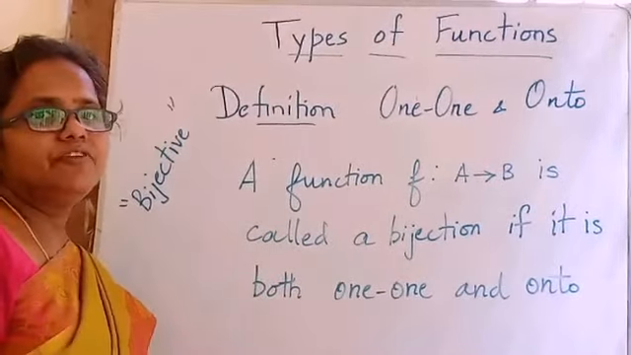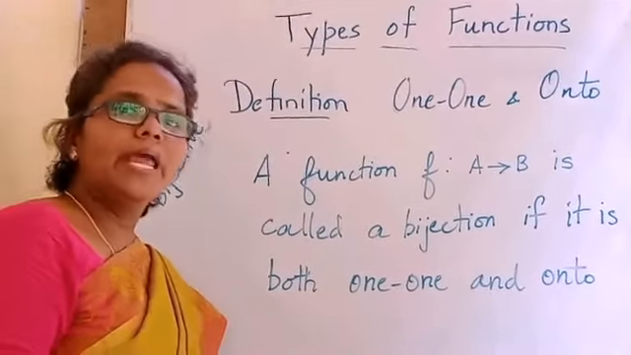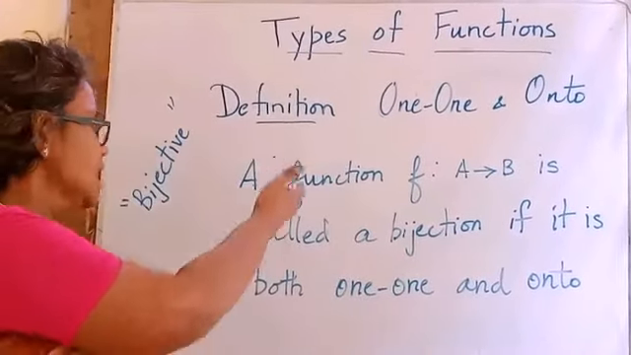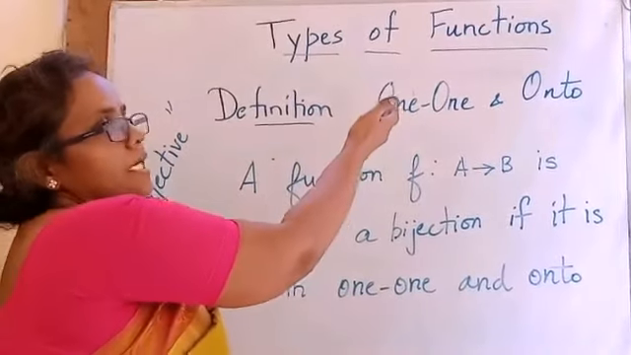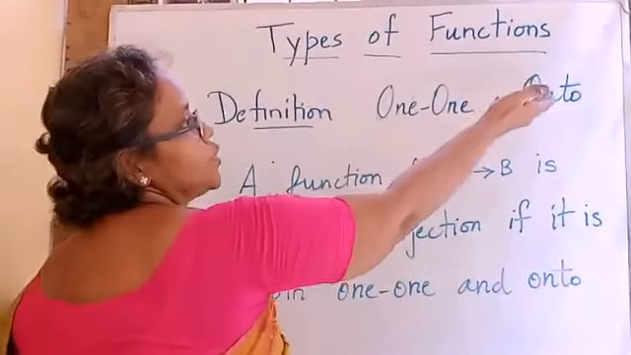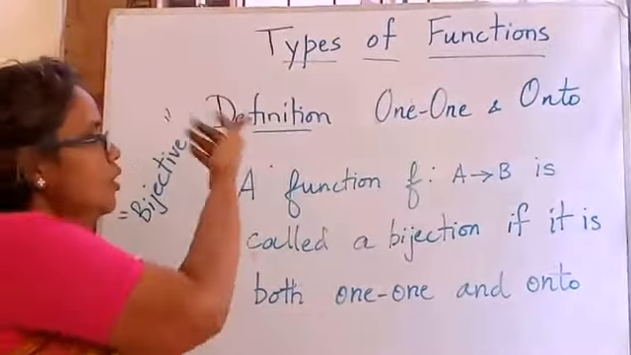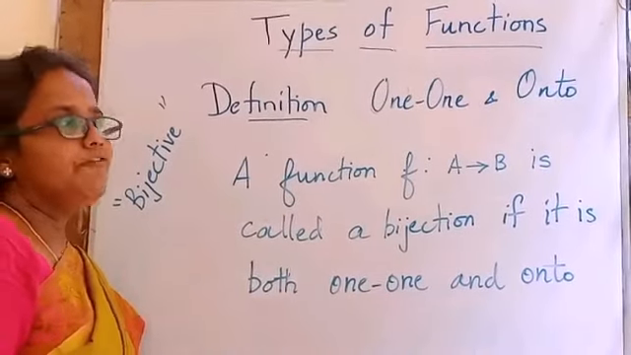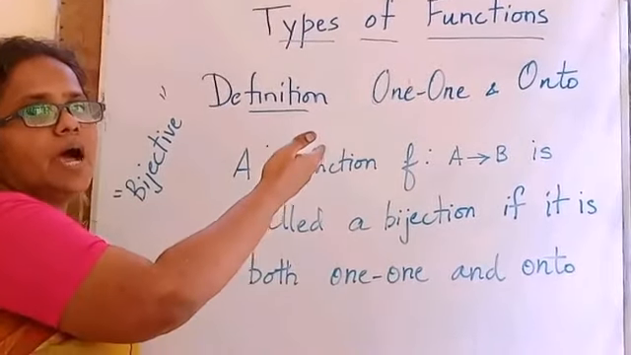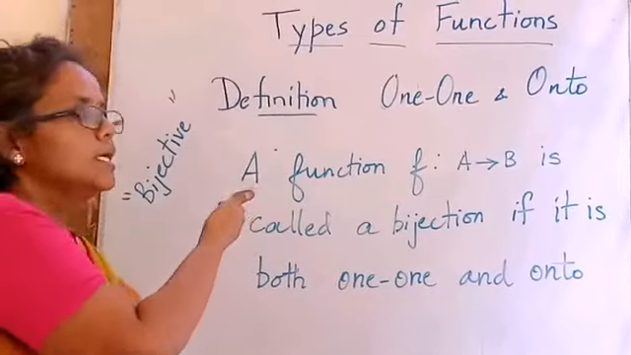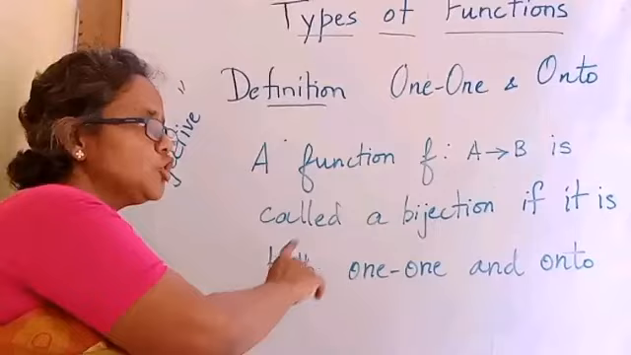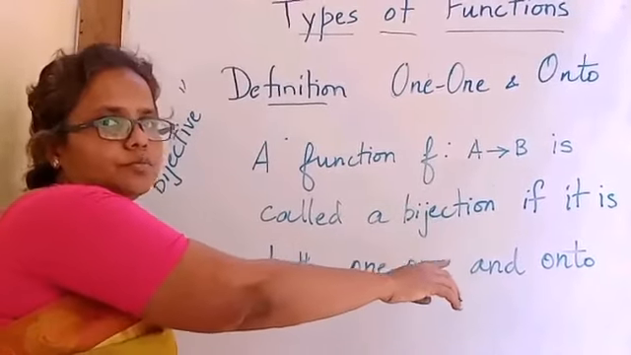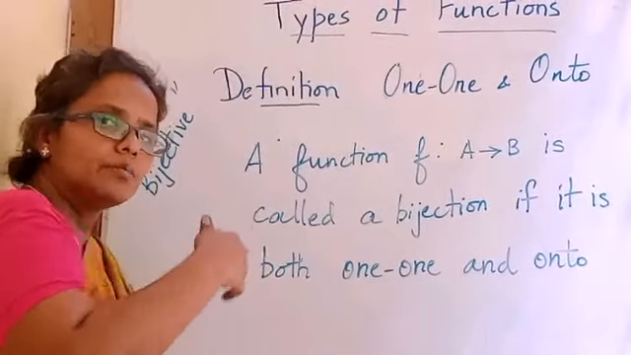The last definition is nothing but the one-to-one and onto function. It is otherwise called a bijective function because it involves the definition of both one-to-one as well as onto. So, how shall we define it? A function f, which is a mapping from A to B, is called a bijection if it is both one-to-one and onto. For this, we'll see a proper example.